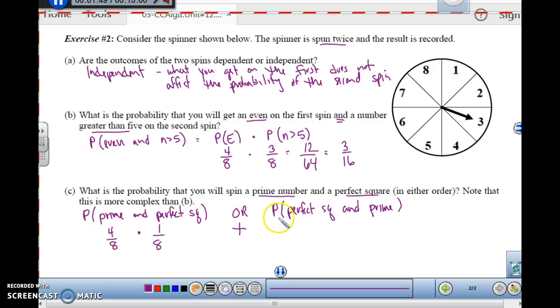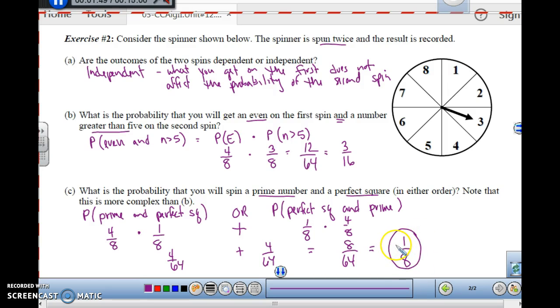All right, now the probability of getting a perfect square first: well, again, perfect square is going to be 1 out of 8. And then a prime is still going to be 4 out of 8, but we got them in a different order. So you could get it this way, or you could get it this way. So when I multiply them together, I get 4 out of 64, also 4 out of 64. So your probability is actually going to be 8 out of 64, or 1 out of 8.